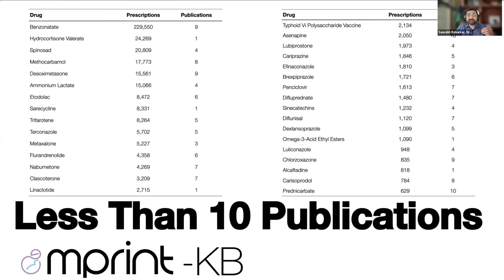Now we're looking at the top prescribed drugs cross-referenced with the MPRINT KB. We are limiting to only those drugs with fewer than 10 publications in pediatric populations. And right at the top is benzonatate, which we saw had 229,550 prescriptions, but only 9 studies in children. That's fewer studies than drugs that are prescribed 10 to 100 times less often, which makes benzonatate a candidate where we can do a deeper dive, or we should do a deeper dive, within this framework.